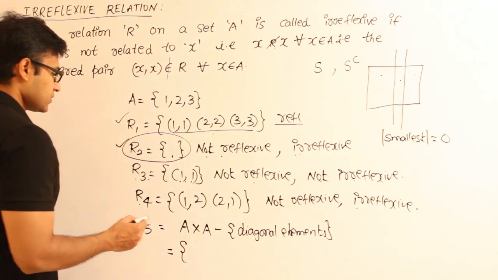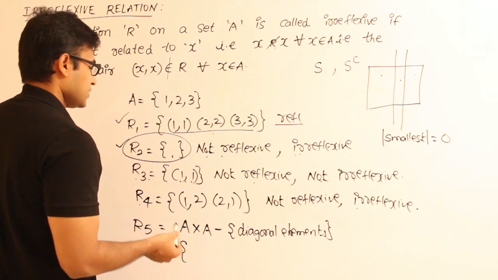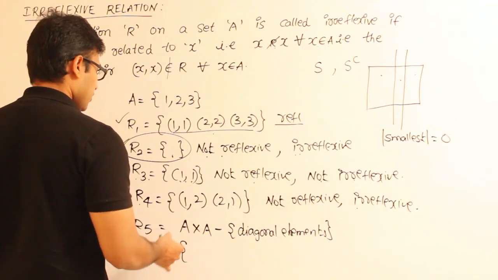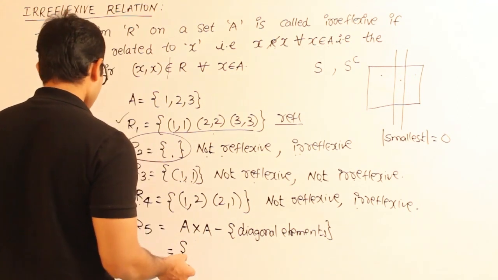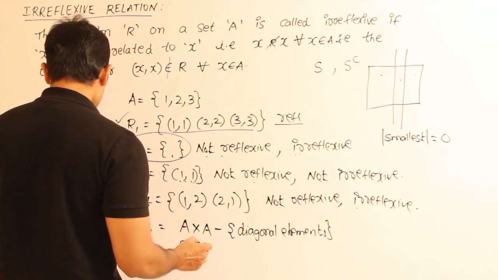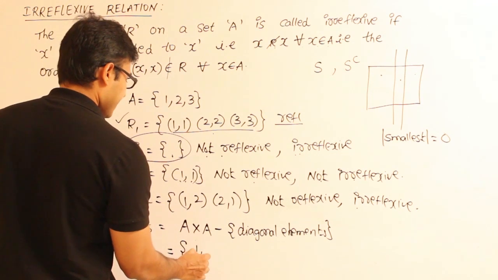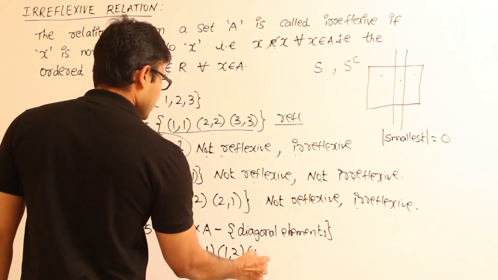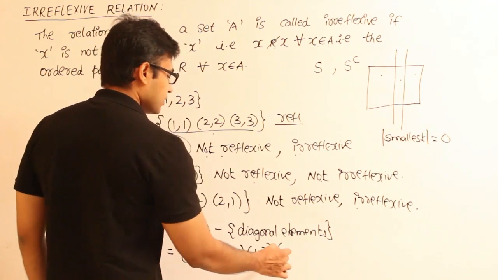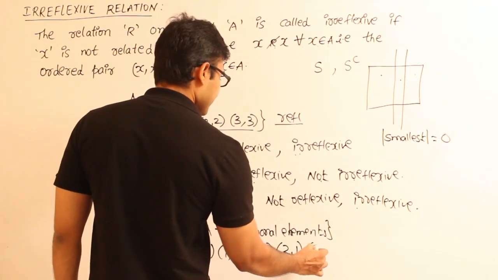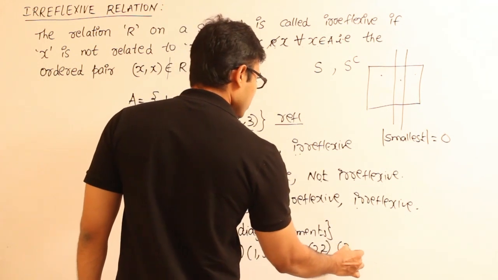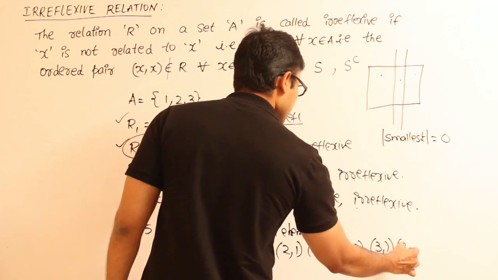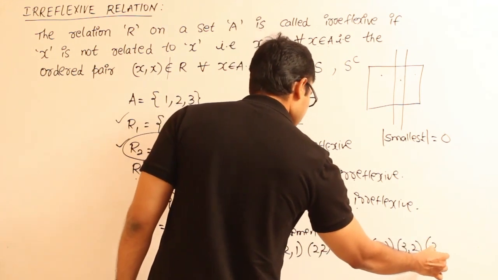Okay, so see this one. What is the largest relation which is irreflexive? So let me write A cross A. So A cross A is going to contain all the elements possible, right? What are all the elements possible? 1 1, 1 2, 1 3. Similarly 2 1, 2 2, 2 3. Similarly 3 1, 3 2, 3 3.